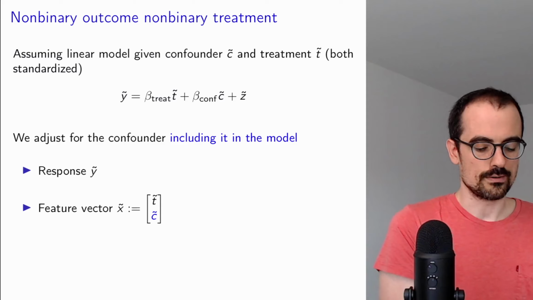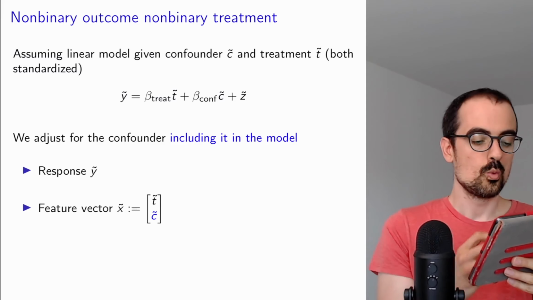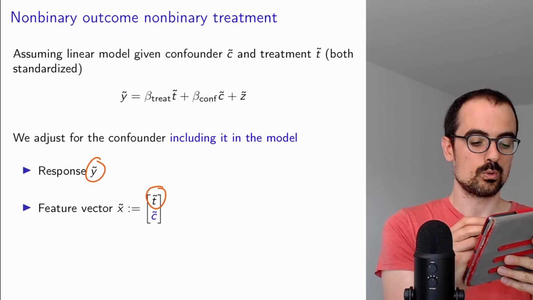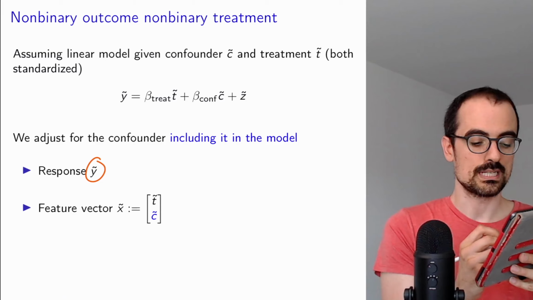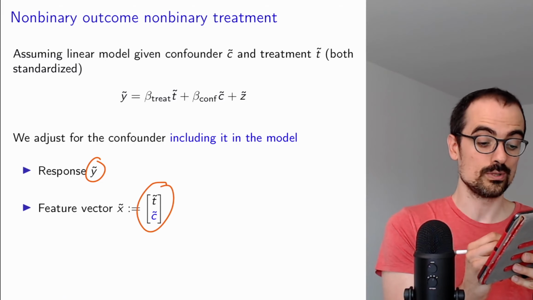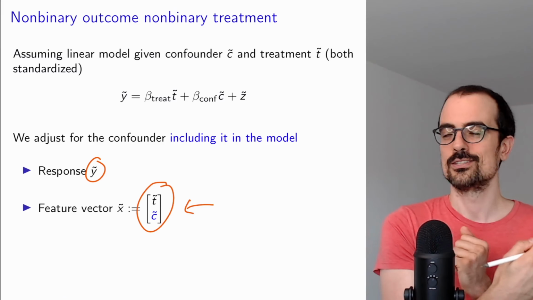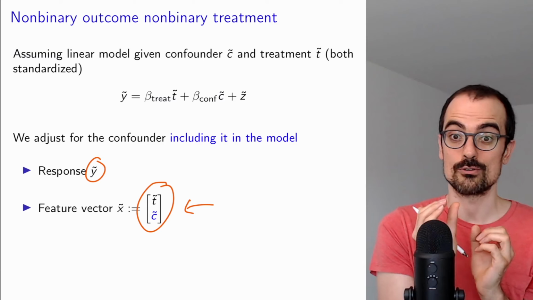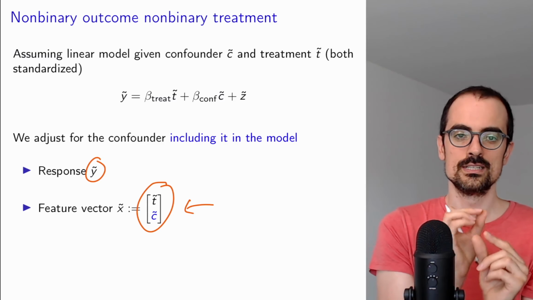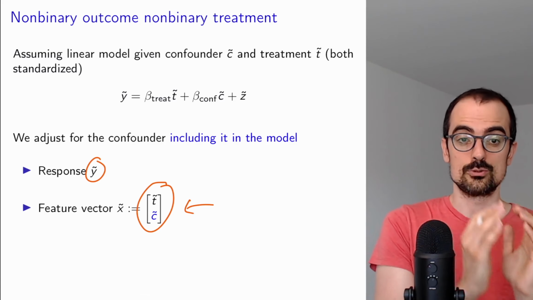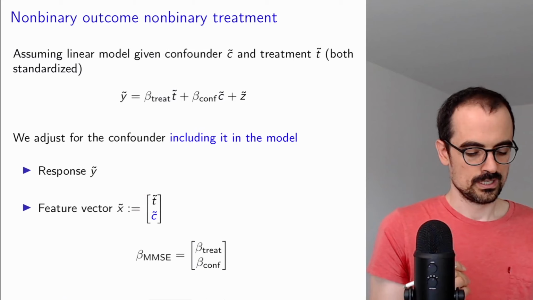So previously we were fitting a linear regression model where we were fitting the response as a function of the treatment. Now what we do is we fit the response as a function of the treatment and also the confounder. This is why before I was referring to the other regression model as a short regression, because it only had one feature, the treatment. Now this is a long regression which has two features, the treatment and the confounder.